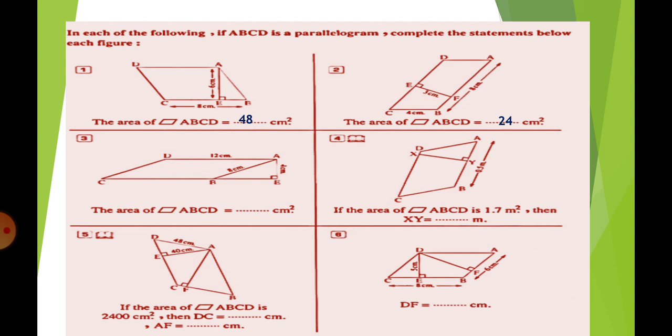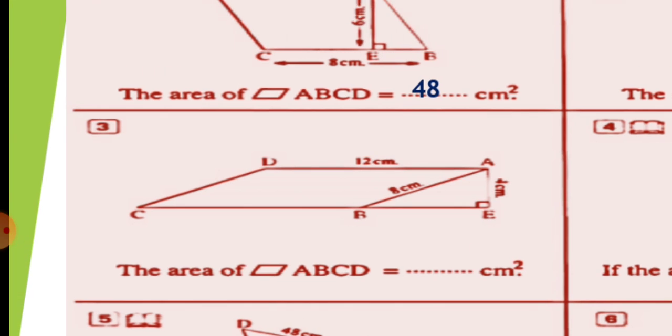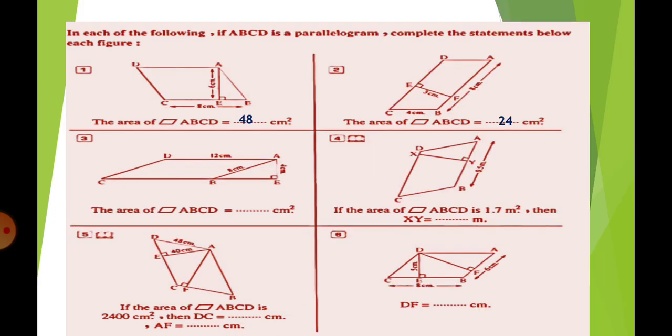Number 3, the area of the parallelogram, we have two bases. One of them equals 8 and another equals 12. But here the corresponding height is 4, the corresponding base equals 8, then the area equals 4 times 8 equals 48.